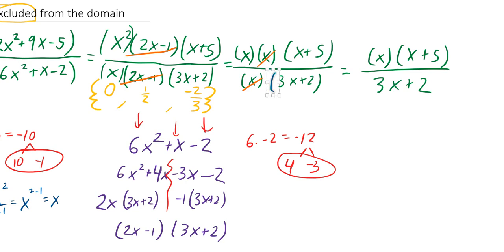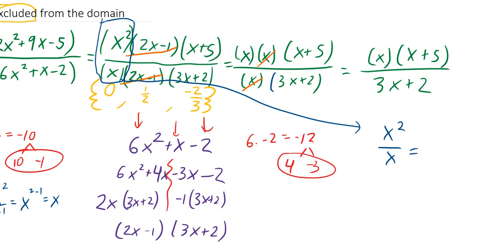Again, the other way to do it would be to look at this x squared over x and be like, well, x squared over x, that's the same as just x over 1. So we ended up with an x over 1.